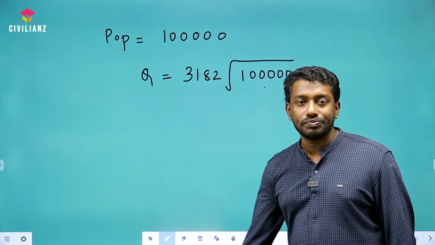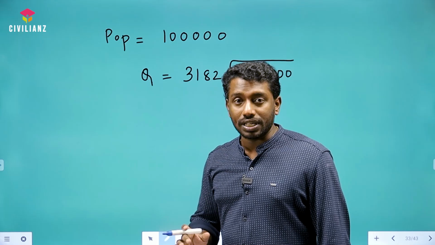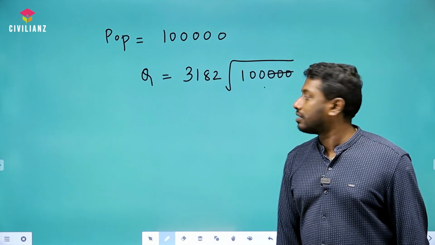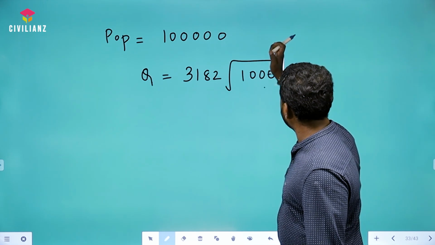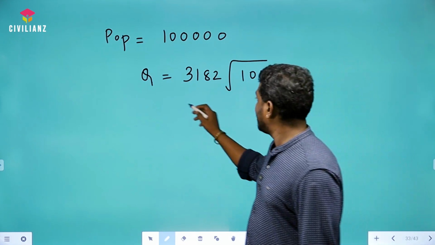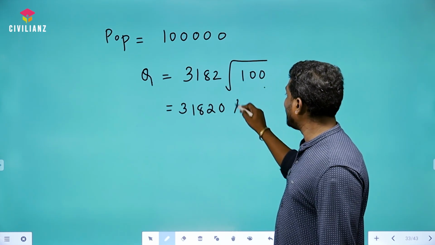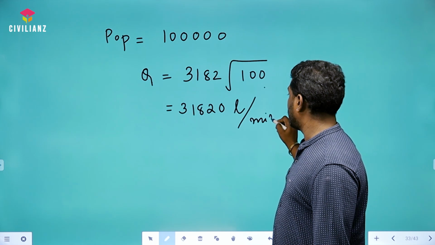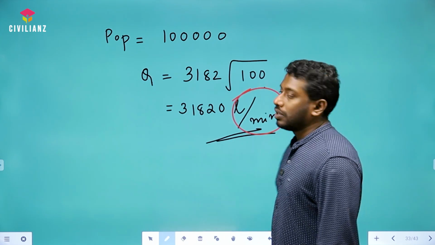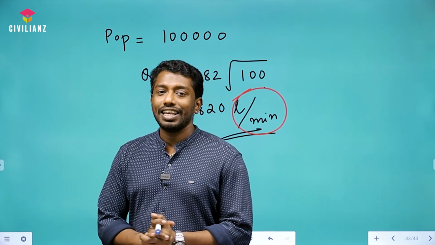Is this correct? No, it's not correct, because population should be taken in thousands. 1000 means we have to remove these 300s. So 3182 into 100, which gives 31820 liters per minute. Its unit is liters per minute. So that's how we calculate fire demand using the equation.